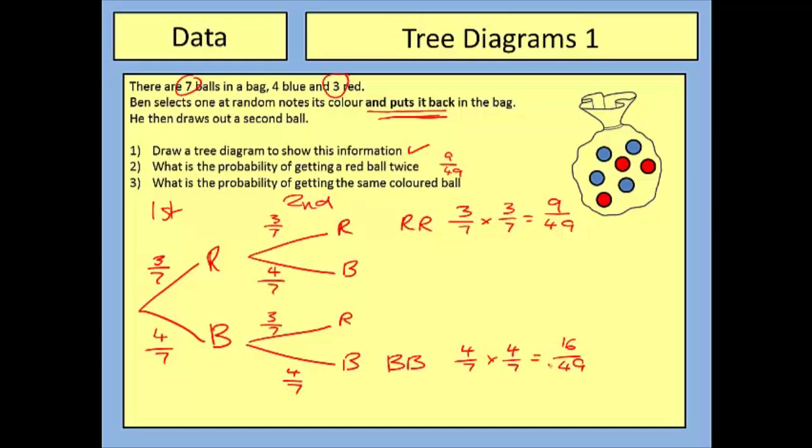Now, two things can happen. Either I get red, red, or I get blue, blue. Both of those outcomes fulfill the criteria in this question. The key word there was or, and if you remember from the previous examples, or means that I need to add the fractions together. So 16 over 49 plus 9 over 49 gives me a final answer for this one of 29 over 49. And that's the answer to the third part.